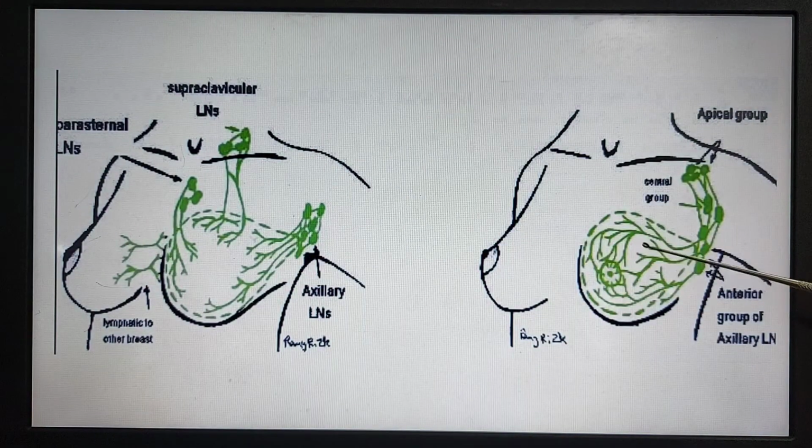And the deep lymphatics drain the lymph from the parenchyma of the breast as well as the nipple and areola. They drain their lymph to the axillary lymph nodes. There are different axillary groups of lymph nodes: anterior axillary group, posterior axillary group, central axillary group, and apical axillary group. All the lymph goes there.